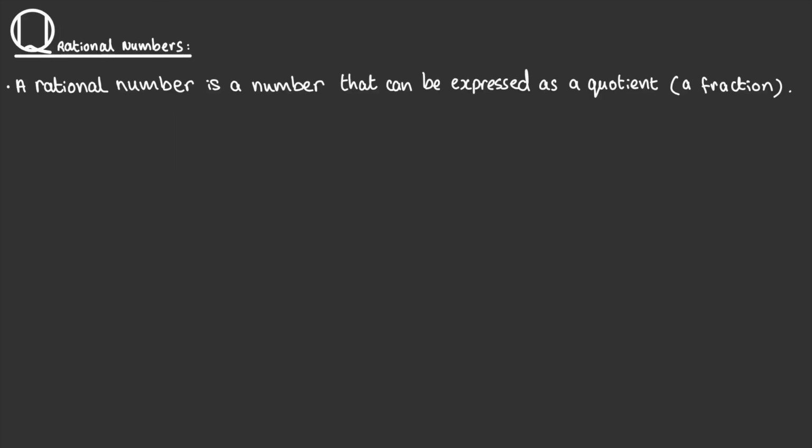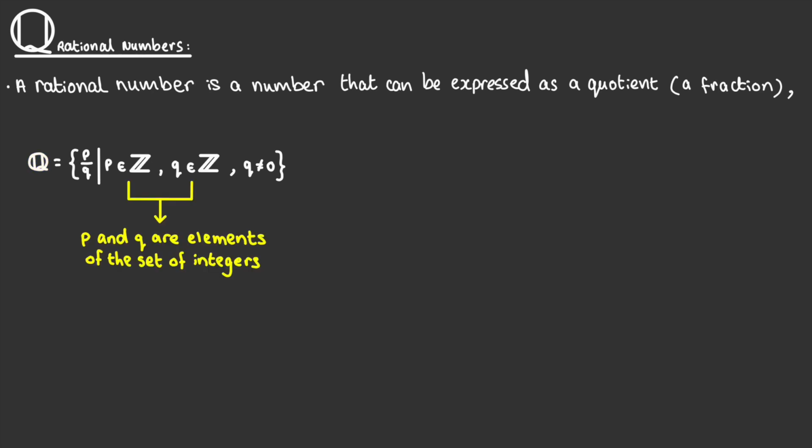A rational number is a number that can be expressed as a quotient or a fraction. You can see that the set of rational numbers is denoted by the letter Q. Here it is written that the set of all rational numbers Q is equal to the set of all numbers P divided by all numbers Q, where the numbers P and Q are elements of the set of integers, and Q is not equal to 0. So what this means is that the set of rational numbers is comprised of all of the numbers which can be made by dividing one integer P by another integer Q, where Q cannot be equal to 0.